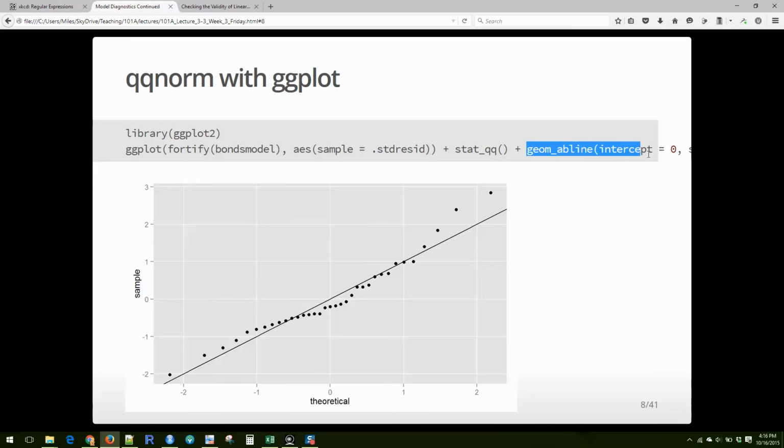And then here I'm adding an abline with intercept 0 and slope 1. This is optional, but if you want this line here, you would run that. Okay.